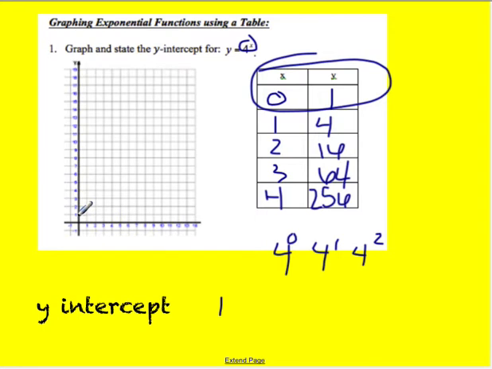And then I'm just going to plot as many of those points as I can. Going over 1, up 4. Over 2, up 16 is right here. So then I'm graphing that, and that's going to go up here. And I want it to be off the graph before I get to 3. Now notice that I'm not crossing on the bottom. Remember, with exponential functions, we don't cross the x-axis.